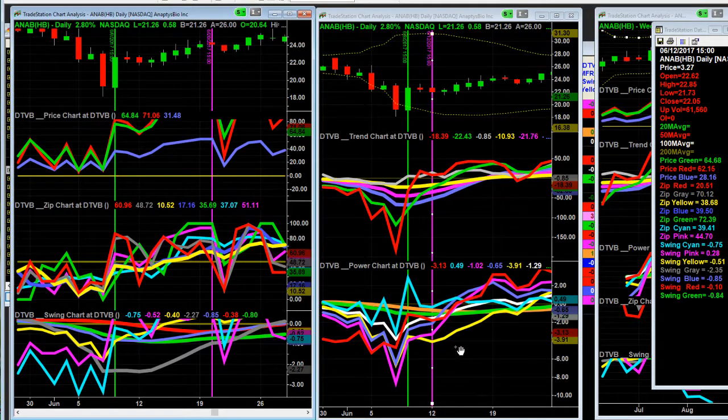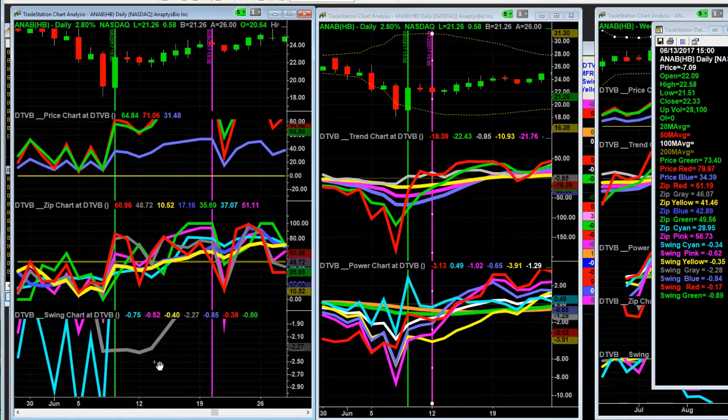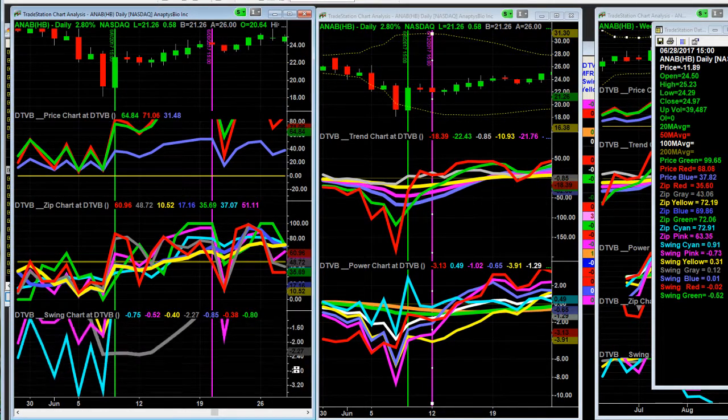And so, long story short, you've got a yellow twin pattern, zip yellow lowest, power yellow lowest, and both of them climbing up, which then gives us a nice 3, 4, 5 days of green candles. And note also that your swing line is going up. This second red candle after the green vertical line is the only day that the swing gray line went down. After that, it's going up all the time.